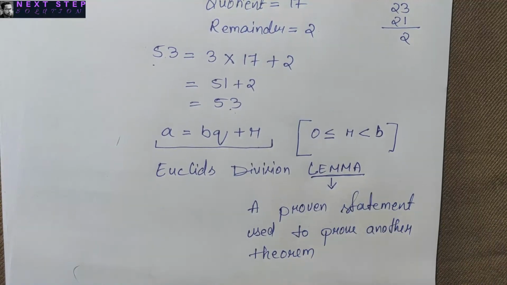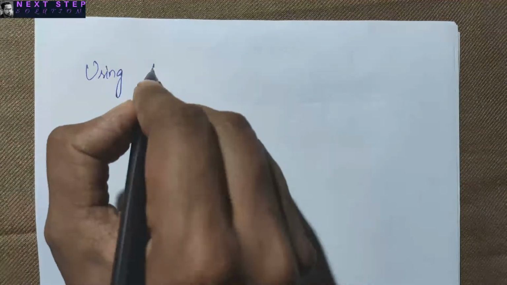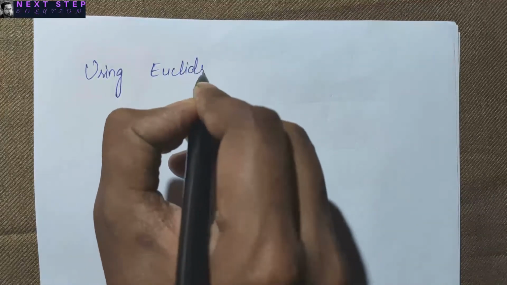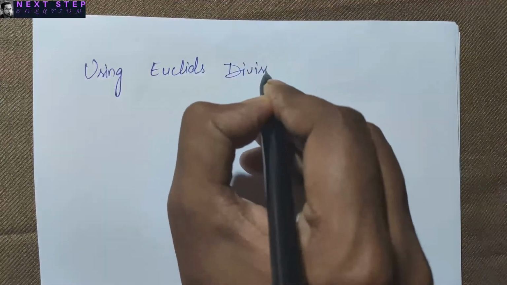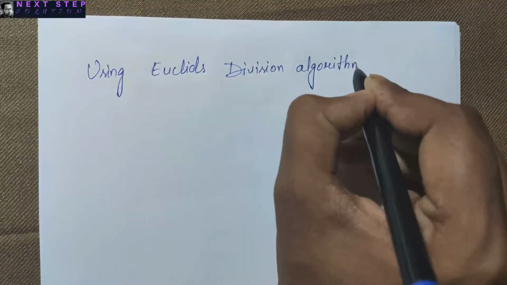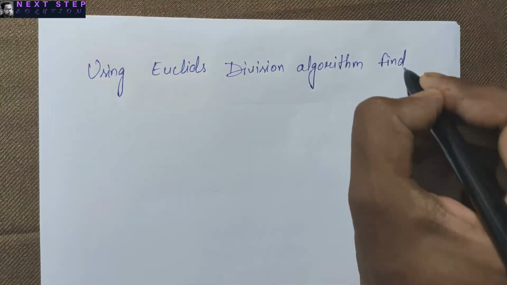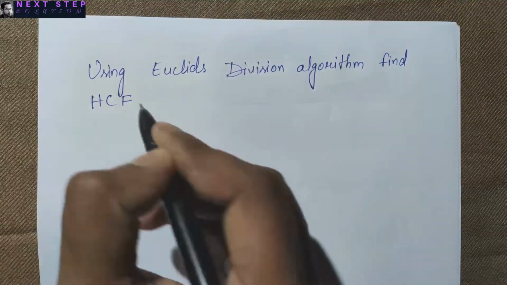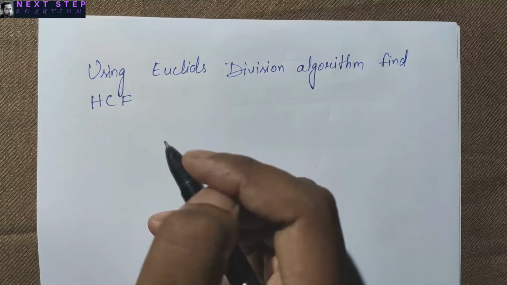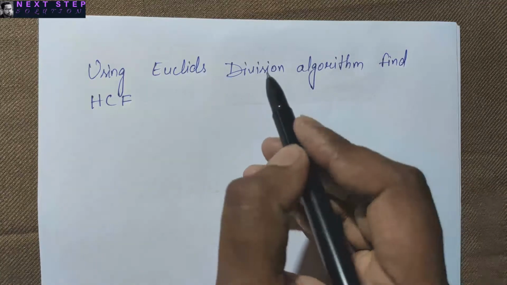Now coming back to Euclid's division algorithm. How to use Euclid's division algorithm, let us see now. The question will be like: using Euclid's division algorithm, find the HCF. We already know what HCF is. HCF means highest common factor, but here we won't use the old method. We will use Euclid's division algorithm.